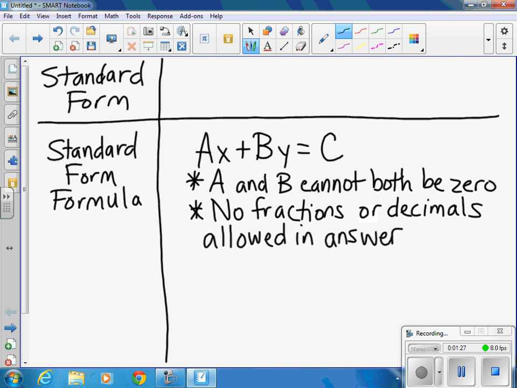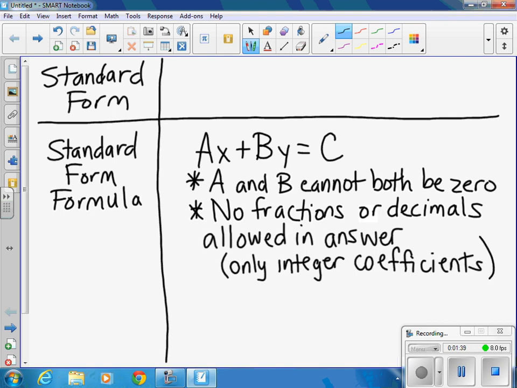And another way that you'll see this phrase is they will say that it has to have only integer coefficients, which, if you remember, integers are your positive and negative numbers on a number line. They're not allowed to be fractions or decimals either, so it makes sense. Right? But in the directions, it'll literally say those 2 words, integer coefficients.